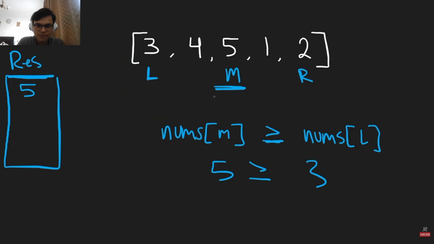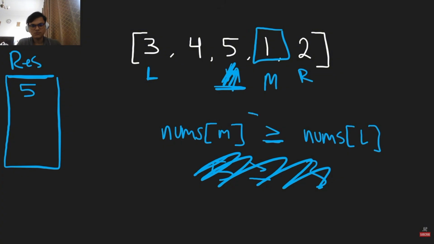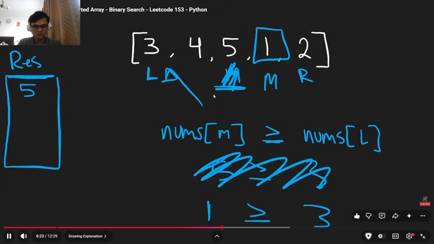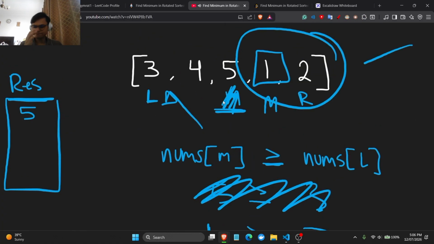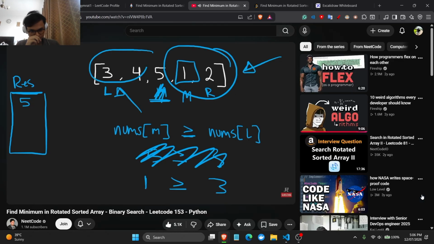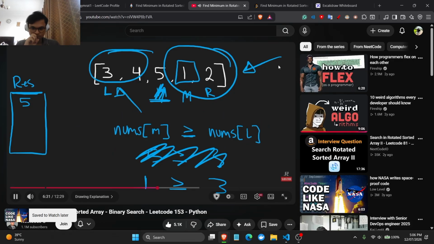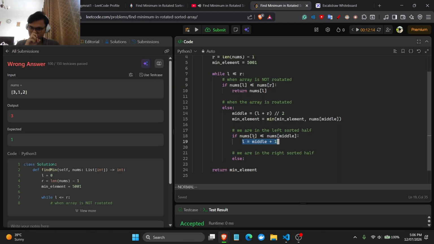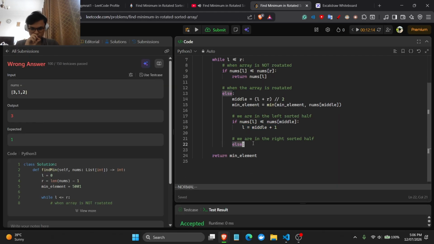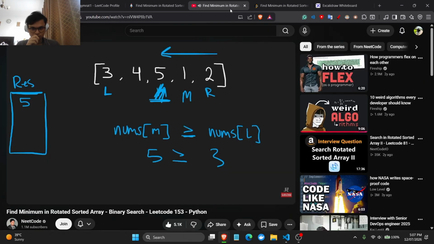But suppose our middle pointer, instead of being at 5, was actually over here. It was at 1. What would our condition evaluate to then? False, because 1 is not greater than or equal to 3, right? Because the values in this right sorted portion are going to be smaller than the left sorted portion, this would evaluate to false. If it's false, that means we're at a value in the right sorted portion, so we want to search to the left, right?